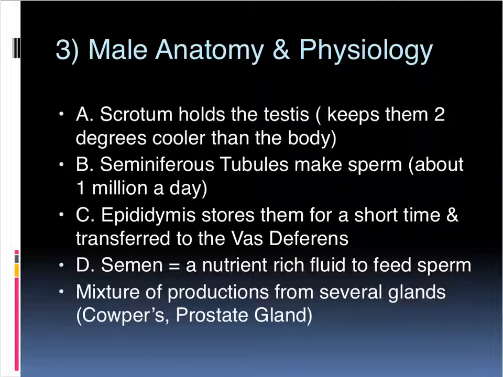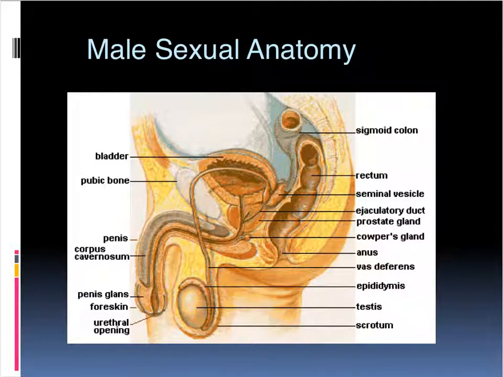The epididymis is C, and that stores the sperm for a short time to be transferred to the vas deferens. And D, the semen, is a nutrient-rich fluid to feed sperm. It's a mixture of several glands. It's Cowper's gland fluid, prostate gland fluid, and the actual sperm. Here we have an image of the male anatomy.